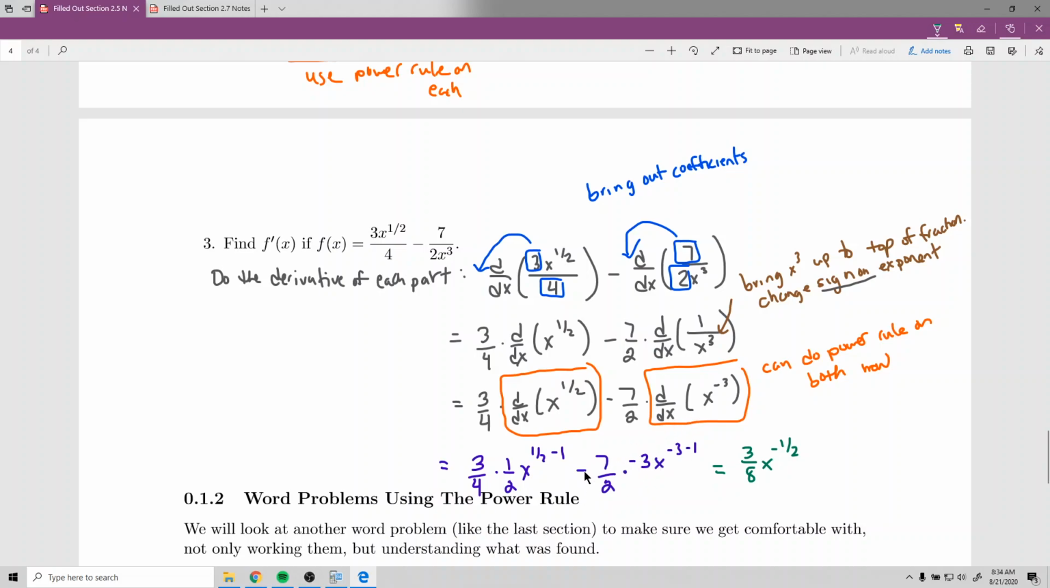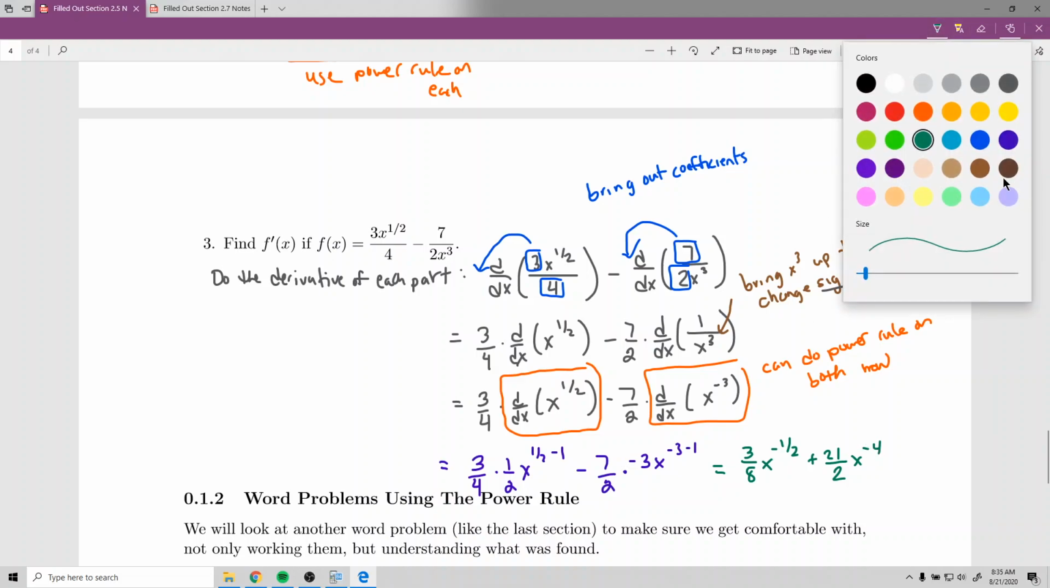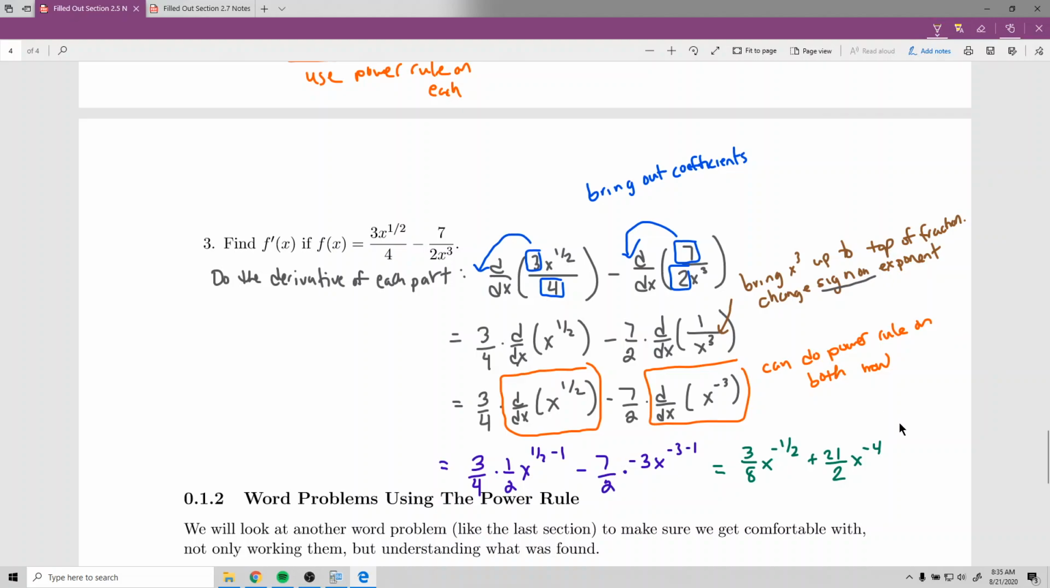And then the second one here, we got -7 times -3 is positive 21 over 2 times 1, which really isn't in there, over 2, x. And then -3 minus 1 is -4. And that is the derivative of this.